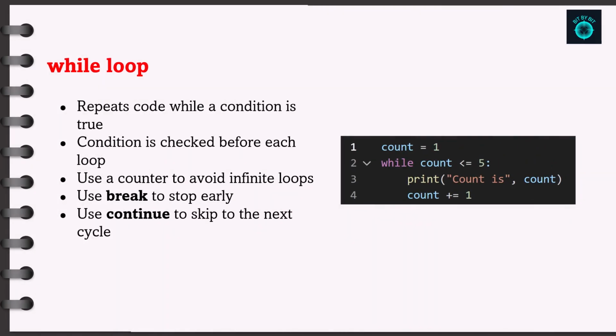While loop. The while loop is used to repeat a block of code as long as a certain condition remains true. Before each repetition, Python checks the condition. If it's true, the loop runs again. If the condition becomes false, the loop stops. You often use a counter variable to control how many times the loop should run. Be careful. If the condition never becomes false, the loop will run forever.